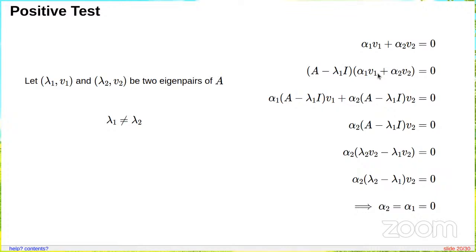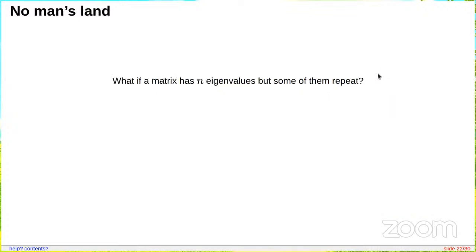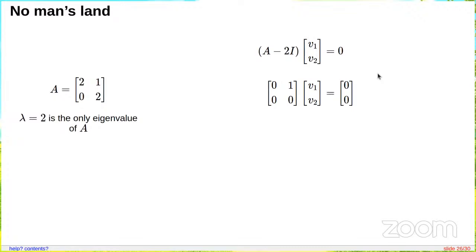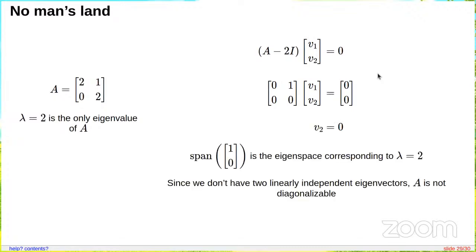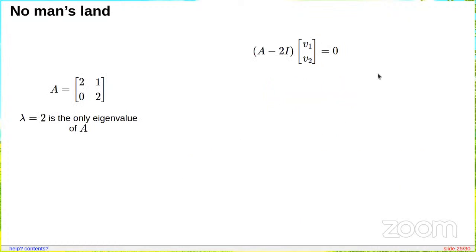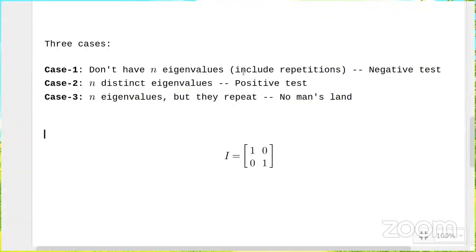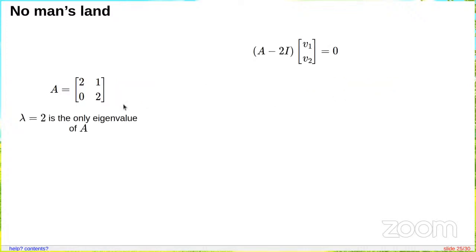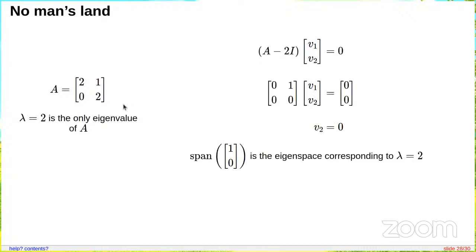So why can't we say the third case is a solid proof? If there are no n distinct eigenvalues, it's not diagonalizable. Why are we saying that we can't conclude? The third case is this, right? You have n eigenvalues. Here you have two eigenvalues, but they are repeated. If they are repeated, in this case I cannot find two. So it will be the same for every case, right? It is not spanning, so we can say it is not diagonalizable.